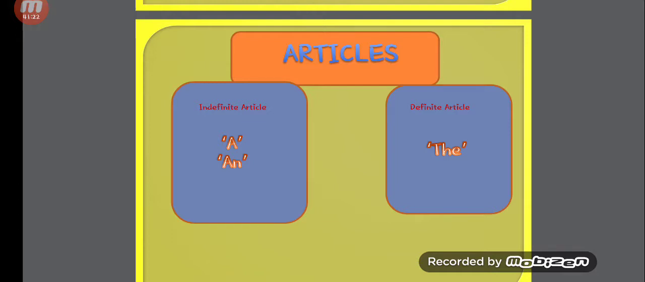An is used before the sound of a vowel and a silent h. An hour, an honest, an ear, an ox, an apple. An honorable man. These are some of the examples of where we use the indefinite article.